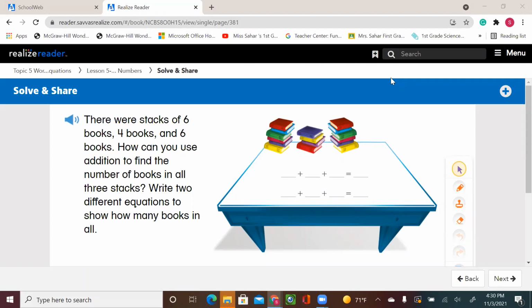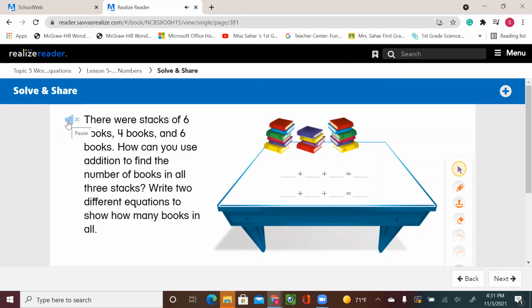Hello, first graders. Welcome to a new math lesson. Please get your book ready. We are still in topic 5. Today's lesson number 4: add 3 numbers. So we're going to find different strategies to add 3 numbers. So let's see what we have first.